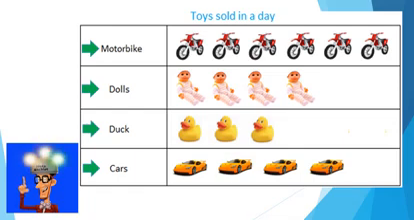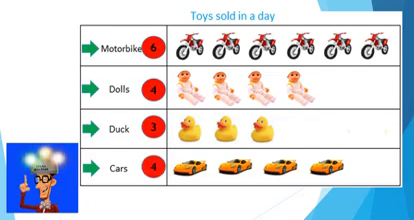So can you tell me, kids, how many motorbikes are sold in a day? Can you count the total number of the motorbikes? What's your answer? Correct. There are 6 motorbikes. How about dolls? How many dolls sold in a day? Okay. There are 4 dolls sold in a day. How about duck? How many ducks are sold in a day? Okay, there are 3 ducks. And how many cars sold in a day? Very good. 4 toy cars.